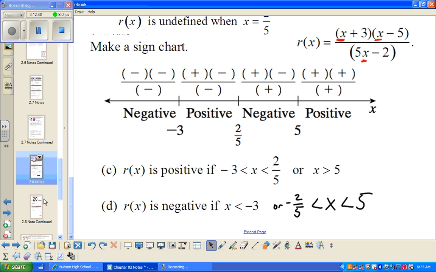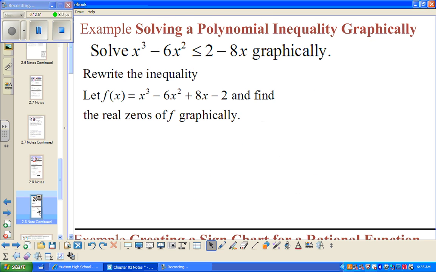So we'll move on to the next problem. Here's an example where you can solve your polynomial inequality graphically.